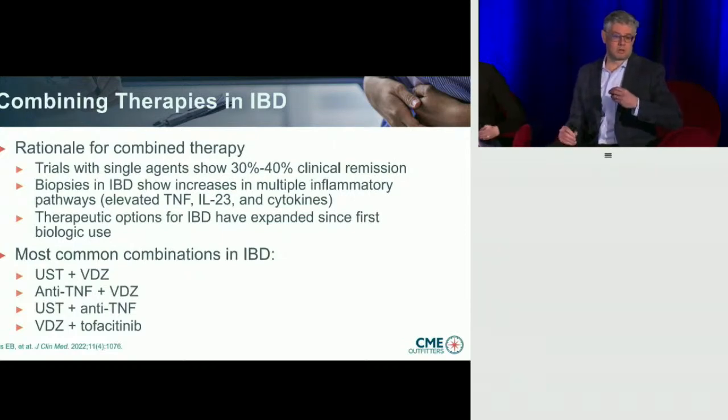So there certainly is a rationale for combining therapy. We know that single agents certainly have a lot of room for improvement. Even our best single agent therapies still have significant proportions of patients in the clinical trials that do not respond. We know that, as I showed you in the cartoon of the mechanisms of inflammation, there are multiple pathways of inflammation.